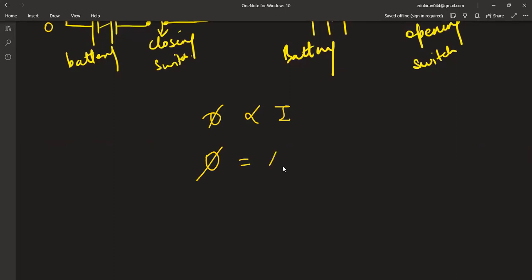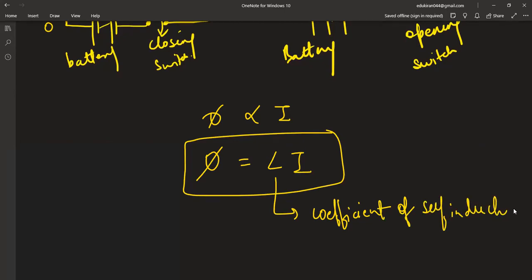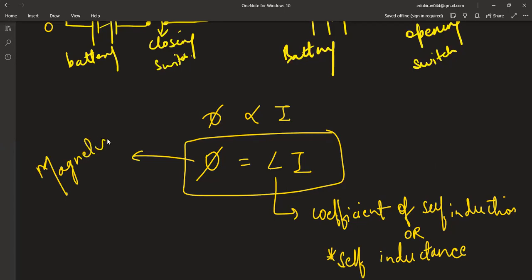So the constant term that will come here is L. That is the coefficient of self-induction, or you can also call it simply self-inductance. This term is mostly used. Self-inductance. Phi is the magnetic flux, I is the current. Fine. So flux is directly proportional to current.